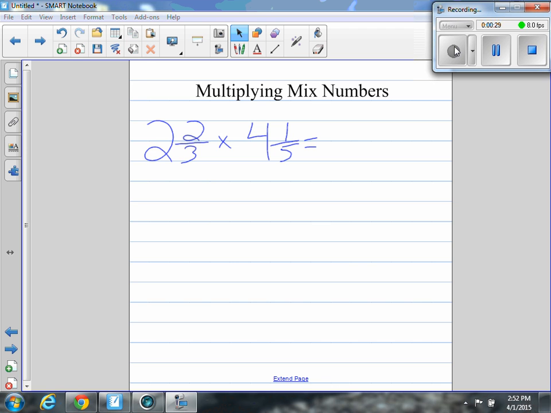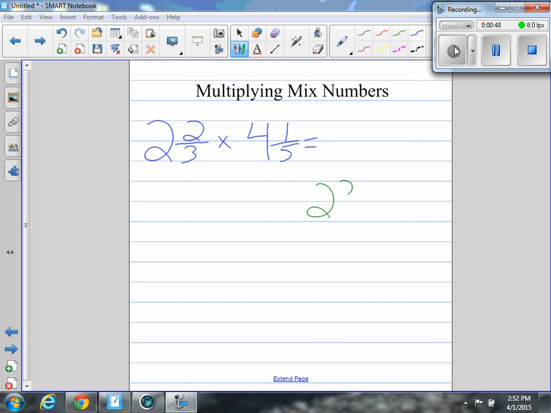Now, on my work on the board, I'm going to have to erase it so I can keep working where you guys can see it. In your notebooks, I want you guys to keep everything down in your notes. First thing we have to do is change both our mixed numbers into improper fractions. We just got done with that video and they're pretty simple.